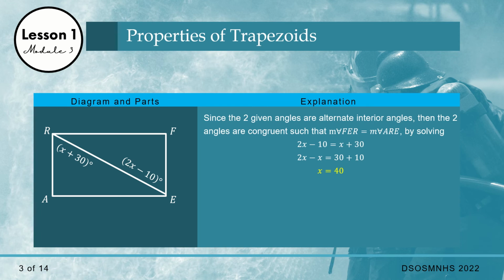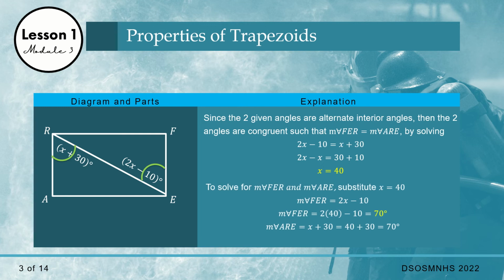But if we are to look for the exact measurement of angle ARE and angle FER, we will substitute the value of x, which is 40, to the given expression. So to solve for the measure of angle FER, this right side angle, and angle ARE, substitute x is equal to 40 to the given expressions.